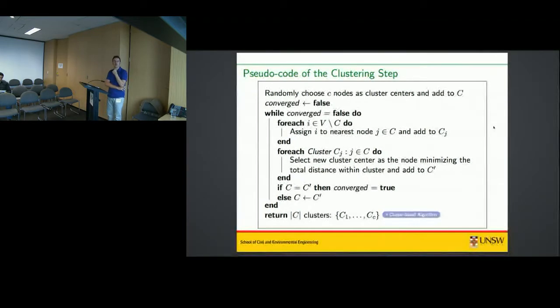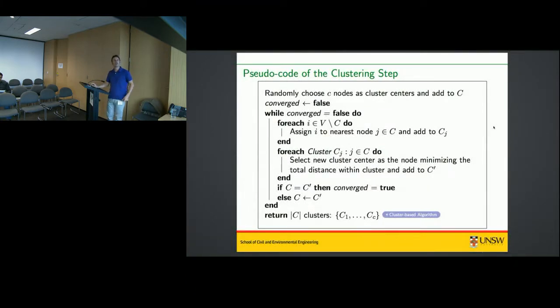And until convergence, we look at every node which is not a temporary cluster center, and we assign this node to the nearest cluster center, and we put it in a bin which represents the cluster corresponding to the cluster center. Okay. Now, once we've done that, we take each cluster C_j, and we look at what is the new cluster center. To do that, we simply take the node which minimizes the total distance within the cluster, so the sum of all the distances among the nodes of the cluster. We take that new cluster center and we add it to C prime.